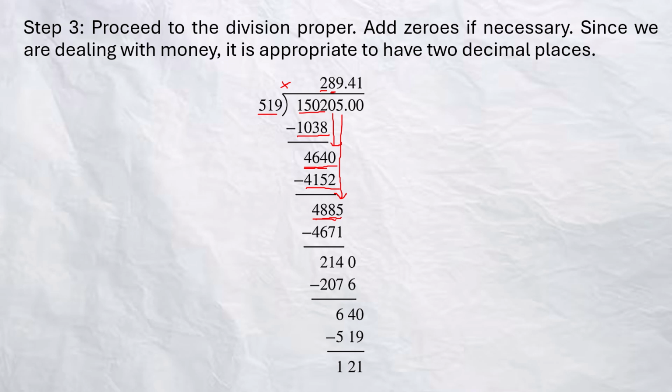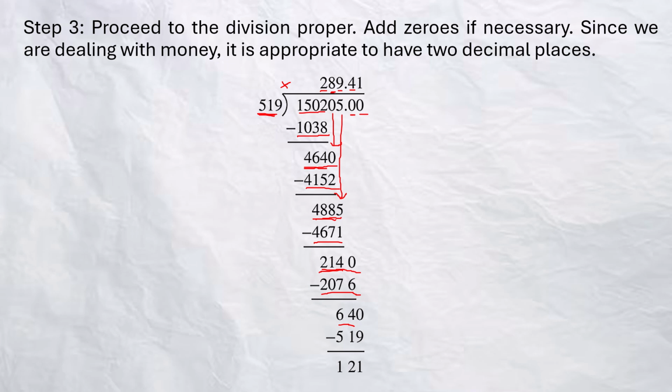4,885 divided by 519, that is 9. 9 times 519, that is 4,671. 4,885 minus 4,671, that is 214. So we need to add another 0 since we still have a remainder. So it will now become 2,140. 2,140 divided by 519, that is 4. 4 times 519, that is 2,076. So 2,140 minus 2,076, that is 64.